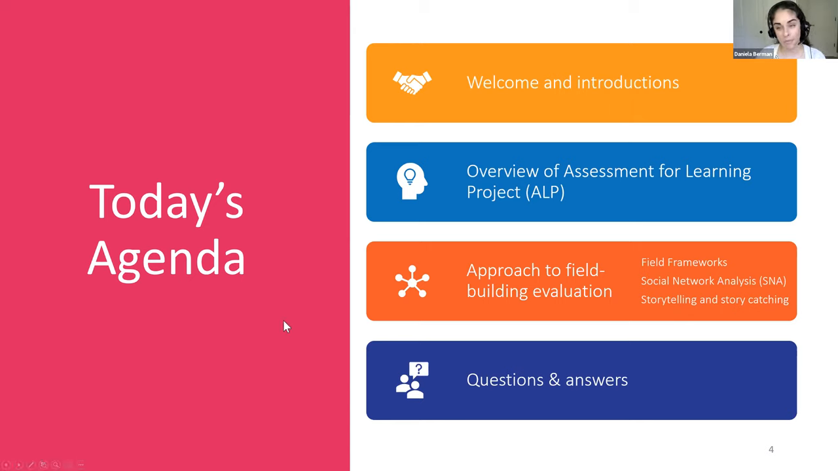As a roadmap for our session, we'll start with some introductions and then give a brief overview of the Assessment for Learning project, or ALP. We'll spend most of our time taking a deep dive into our approach to evaluating field building through the project, especially focusing on how we apply field frameworks, social network analysis, and storytelling and story catching to understand how fields grow and change. And finally, we'll wrap up with some time for Q&A.